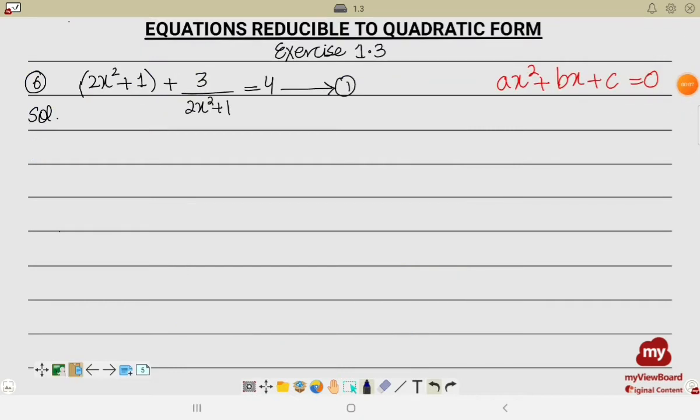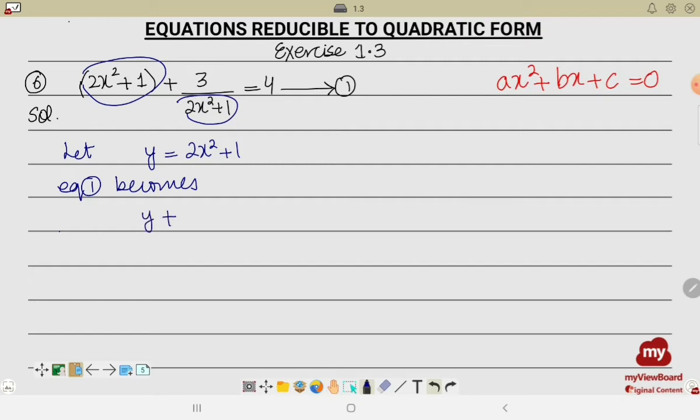Let's solve a few more sums of exercise 1.3, in which this type of equation is again not in standard quadratic form, so we are supposed to convert it into the standard quadratic form. If you see, we have 2x square plus 1 and 2x square plus 1, the same terms, so we can easily suppose it as y. So we'll write 2x square plus 1 as y. So our equation 1 will become y plus 3 by y equals 4.